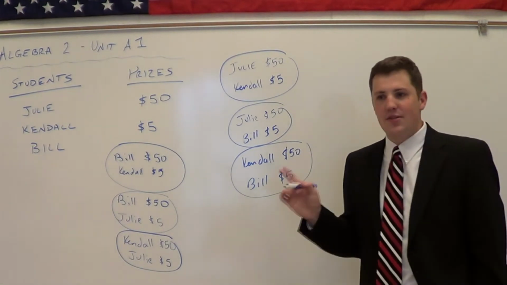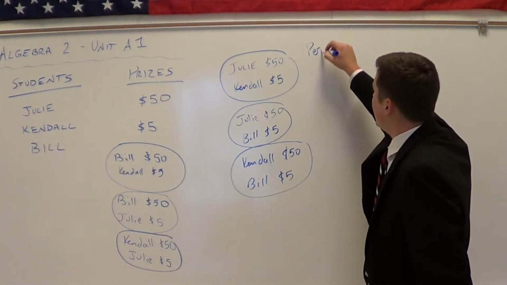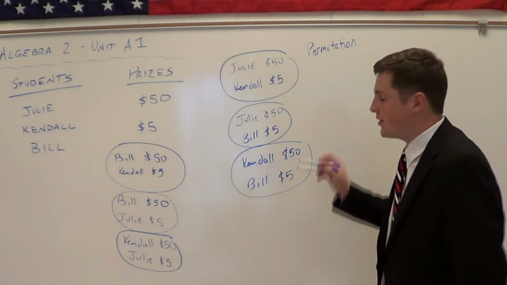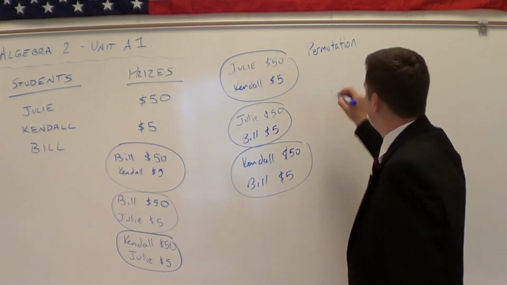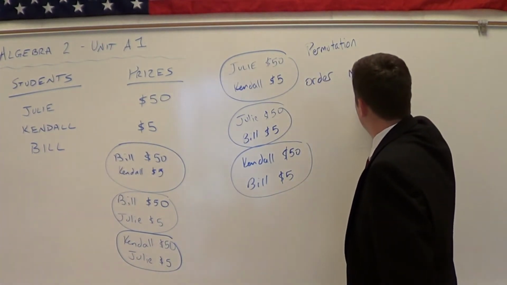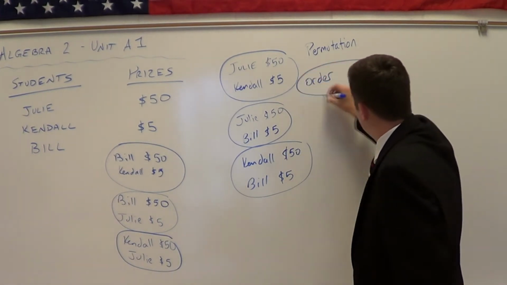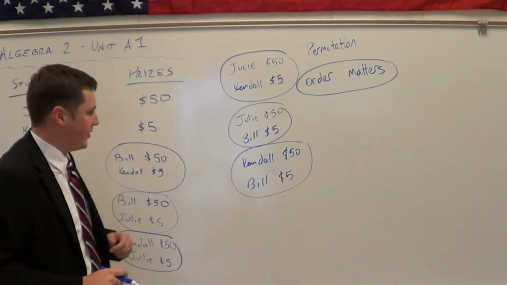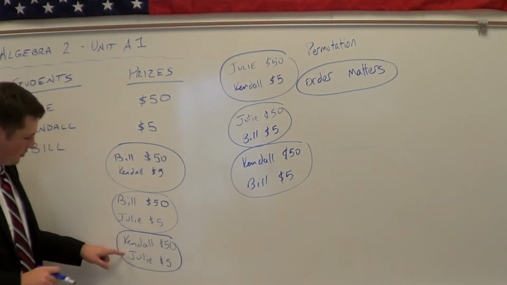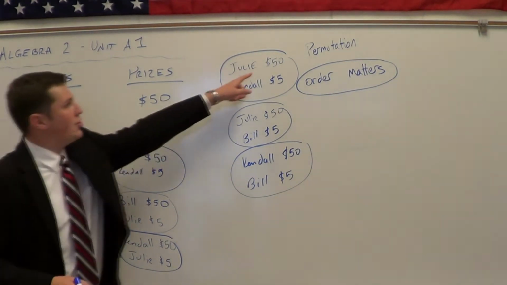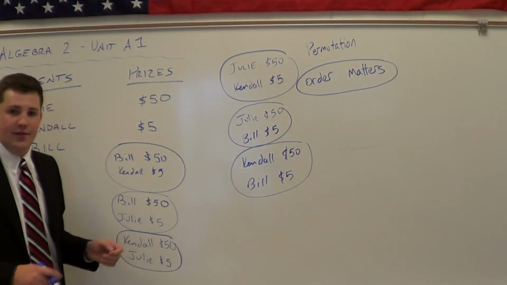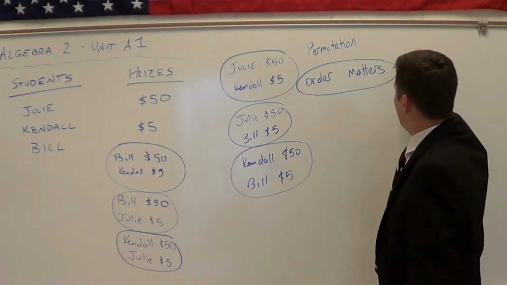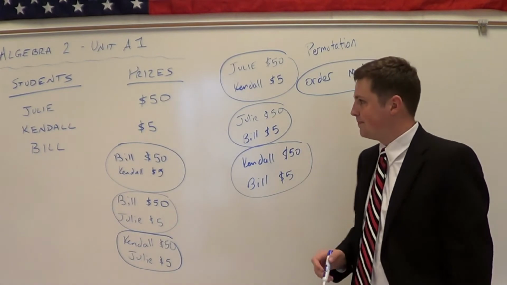You'll notice in this problem, we call this a permutation. The reason we call it a permutation is because, and this is important so you want to write it down, order matters. In this circle, you have Julie and Kendall. And in this circle, you have Julie and Kendall. But they're different because here Julie got $50, and down here Kendall got the $50. So the order in which they got placed matters. We call that order matters, and when we do, it's called a permutation.